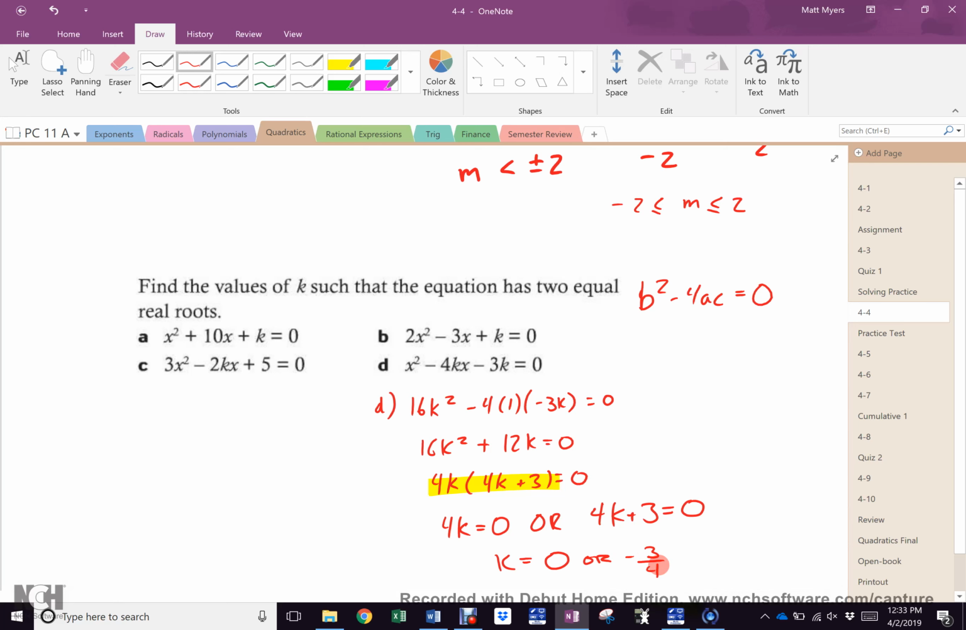All right. You guys do C. Go. Noah: The 3 moves over. 4k would have to equal negative 3. k would equal negative 3 over 4. Same way we've been doing algebra since the 6th grade, right, buddy? Yeah. Algebra. Who needs it in math class?